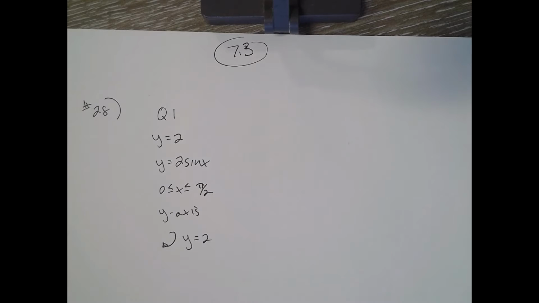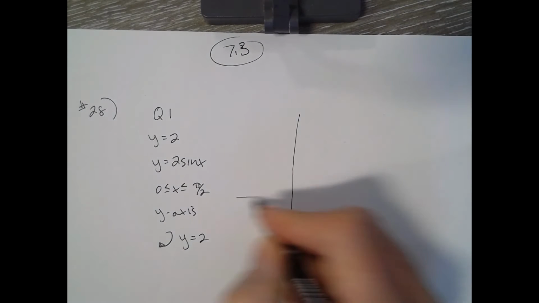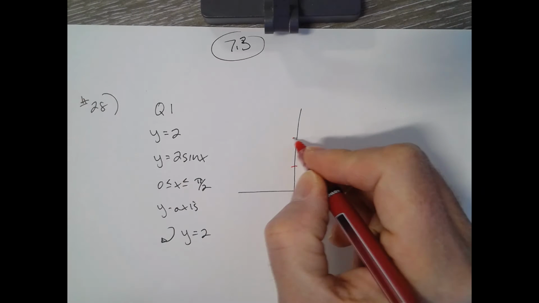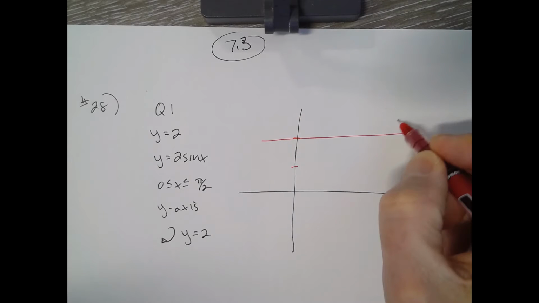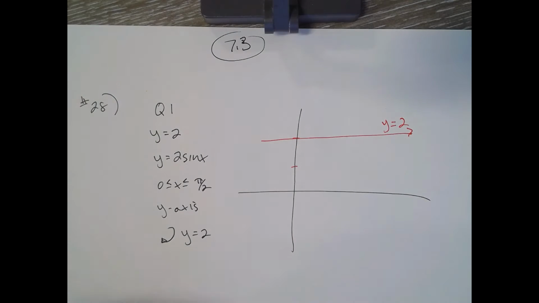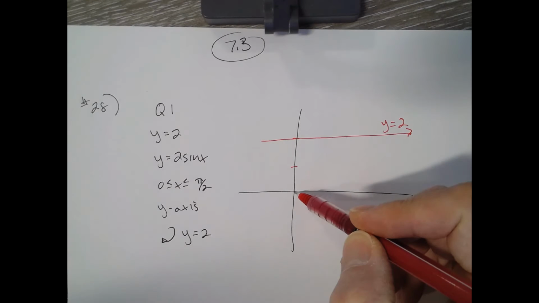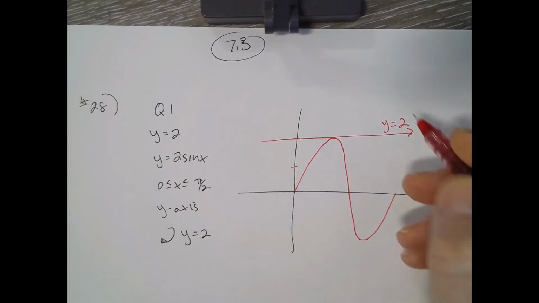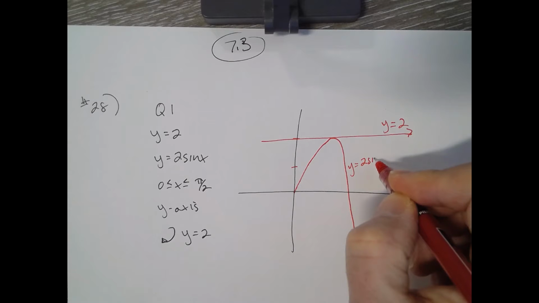The region, the first quadrant, bounded above by the line y equals 2. Below by the curve y equals 2 sine x. Okay, so 2 sine x means it has an amplitude of 2, so it's going to go up like that, down like that. That's y equals 2 sine x.